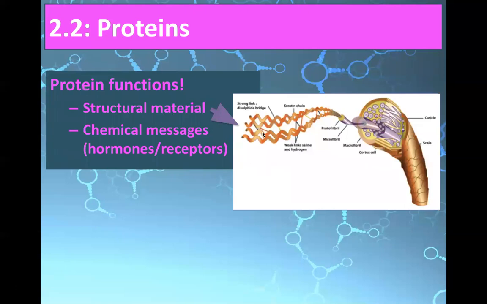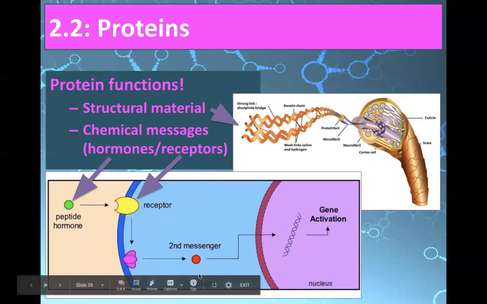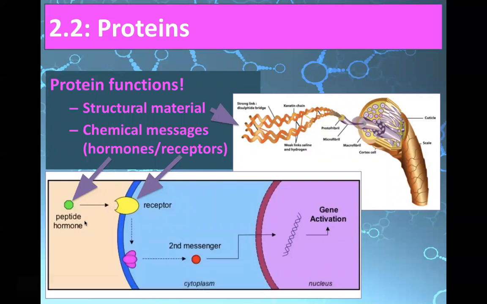So structural material, so the keratin in your hair and your nails, they provide a more rigid, waterproof structure. Chemical messages, which are hormones that get sent out from your endocrine glands to a receptor cell. That cell will have a receptor, whether that's in the membrane or perhaps inside of the cell. Okay, so those are both going to be proteins. There are hormones that are not proteins, and we'll get to that whenever we talk about hormones in the endocrine chapter.